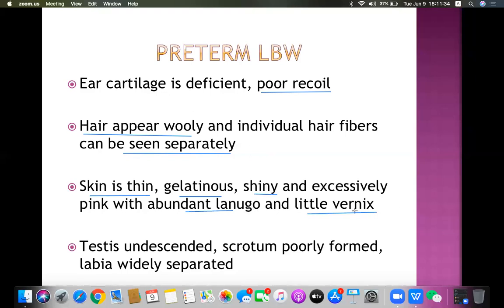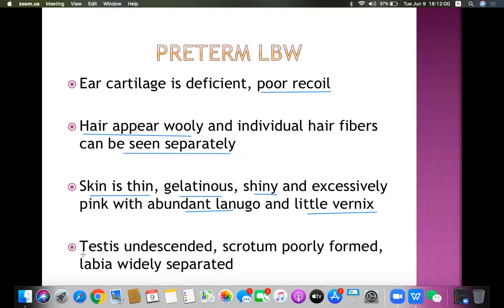And vernix caseosa is a bit of the opposite thing. It is a white substance which is sticking on the surface of the baby at the time of birth. The more mature the baby, the more vernix caseosa. The more premature the baby, the less vernix caseosa. So this is the relation. And this vernix helps the baby to prevent hypothermia.